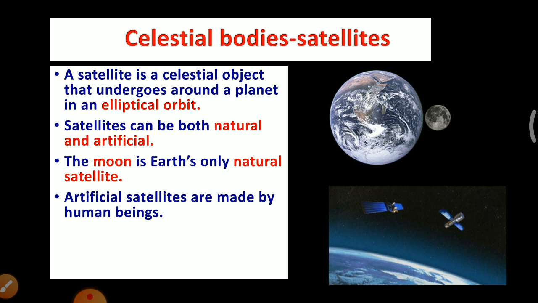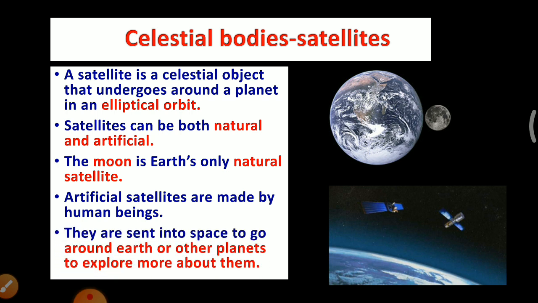Artificial satellites are made by human beings. They are sent into space to go around Earth or other planets to explore more about them. Why are we sending satellites into space? Because they explore more about them. They give more information about them. They revolve around the planet.